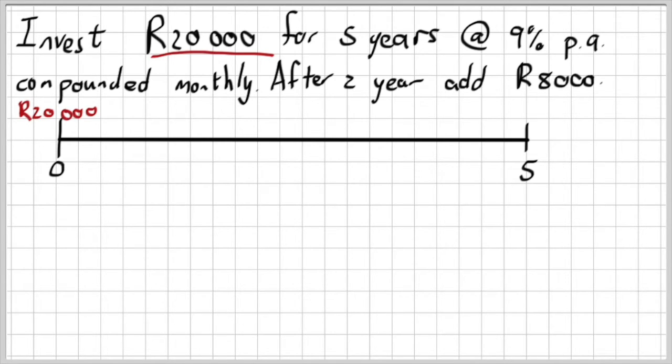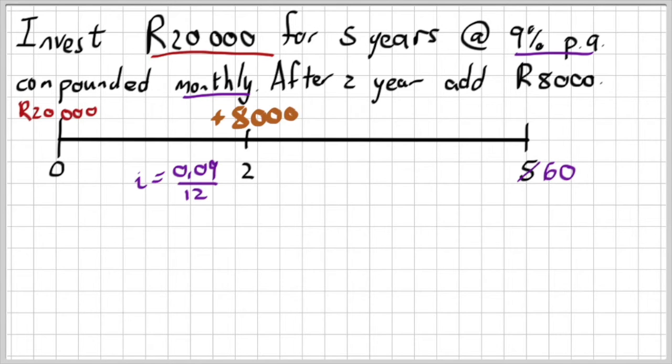So then they say it's 5 years, but compounded monthly. So my 9%, which is per annum, I've got to divide by 12. And also the 5 years I want to turn into months so that I know I'm working with the same periods, month and months. Next up, it says after 2 years. So I've got to put on my timeline a 2 and I add 8,000 Rand.